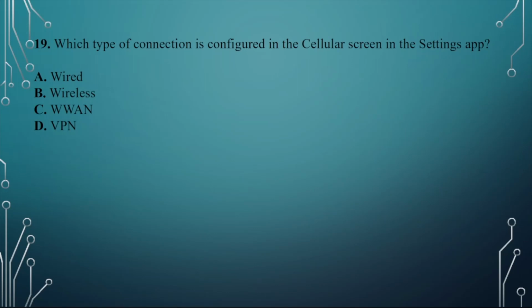Question number 19. Which type of connection is configured in the cellular screen in the settings app? A. Wired. B. Wireless. C. WWAN, which is WAN but with two W's. And D. VPN. So what type of connection is configured in the cellular screen in the settings app?